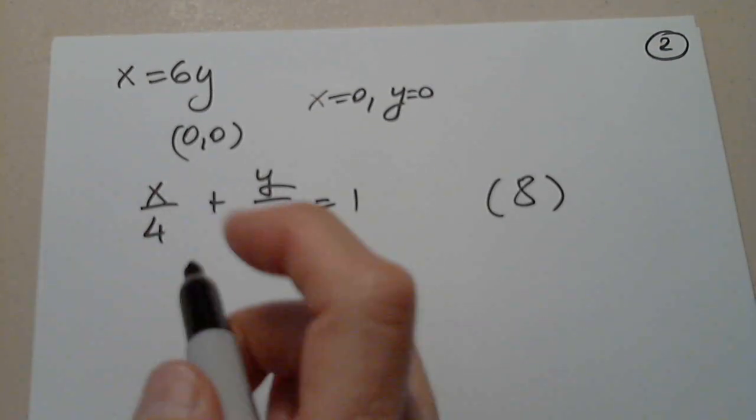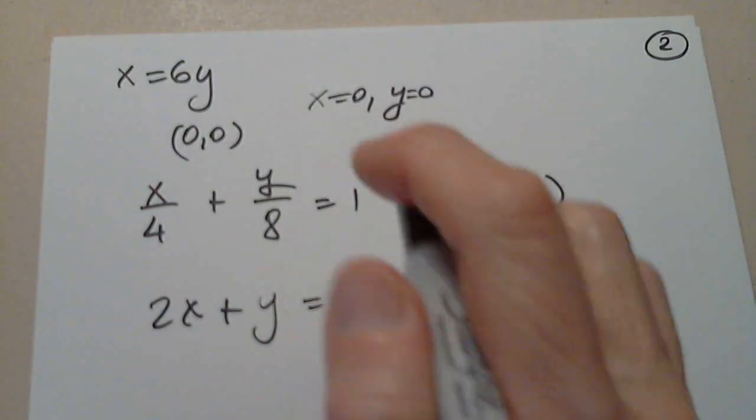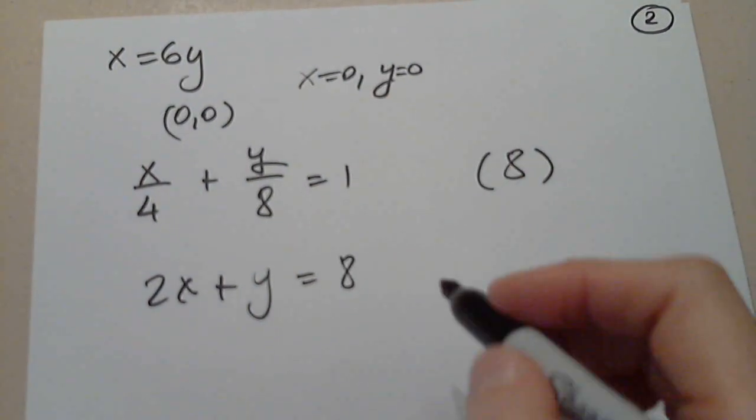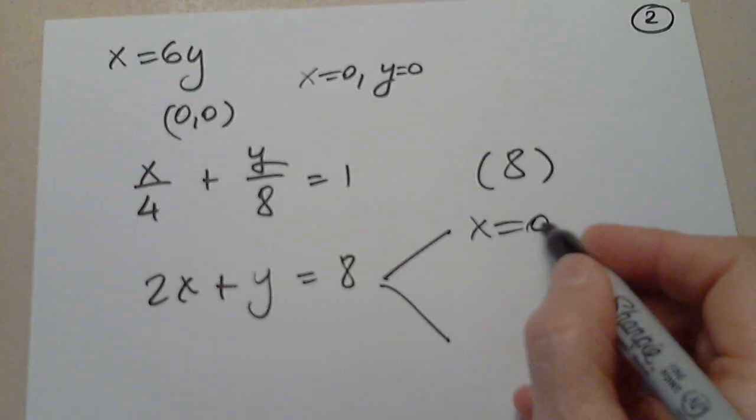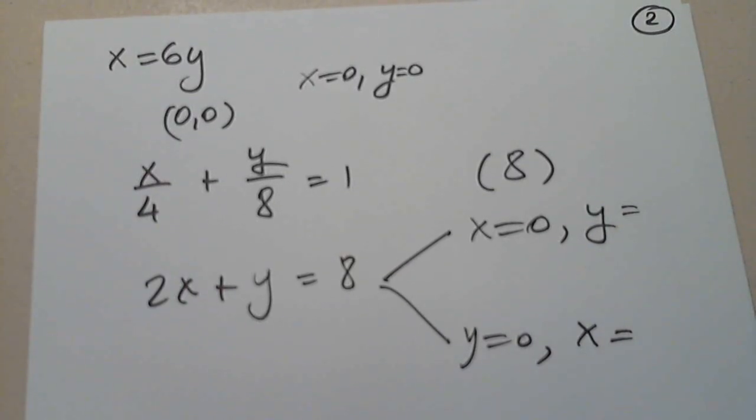When I multiply this by 8, I get 2x. When I multiply this by 8, I get y. When I multiply this by 8, I get 8. Yeah, absolutely. When x is 0, I find y. When y is 0, I find x. I refuse to work on this. You can, if you want to, that's fine. Nothing wrong with it. I won't.